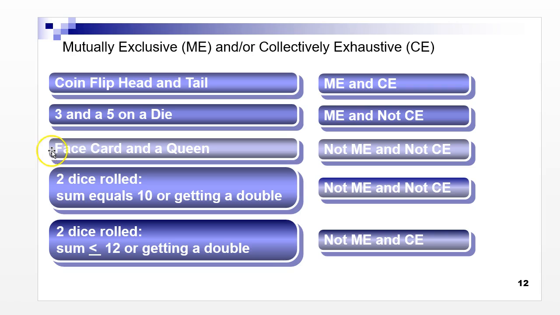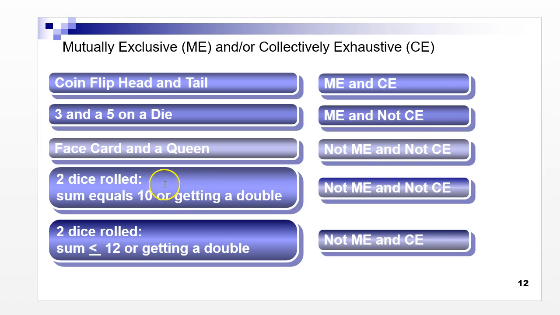Now when we talk about a face card and a queen, that is not mutually exclusive because a queen is a face card. They happen at the same time. Right? Not mutually exclusive. Nor is this a collectively exhaustive set of everything in the card deck. Right? We'll see a card deck later on.